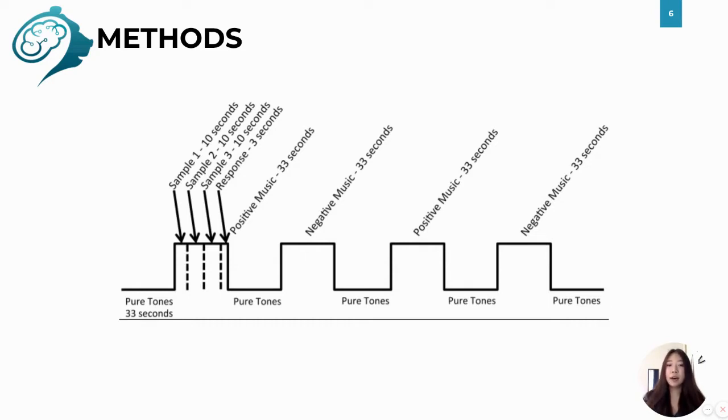During 3 of the 5 functional runs, participants listened to alternating positive and negative music with the pure tones in between for the control. Then during the remaining 2 functional runs, the participants listened to alternating groups of positive and negative non-musical stimuli, just noises or sounds, and pure tones in between. So 3 functional runs with positive or negative emotional music, and then 2 functional runs with non-musical stimuli.